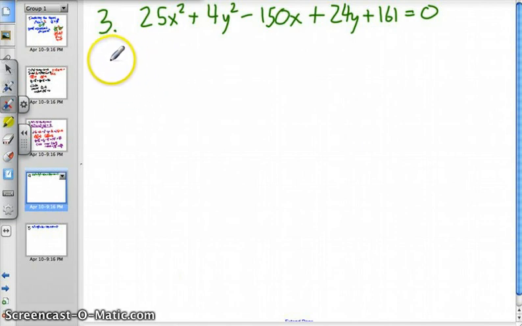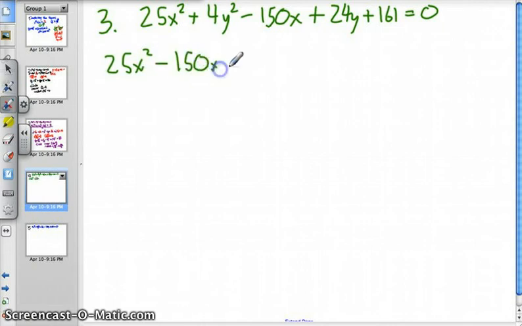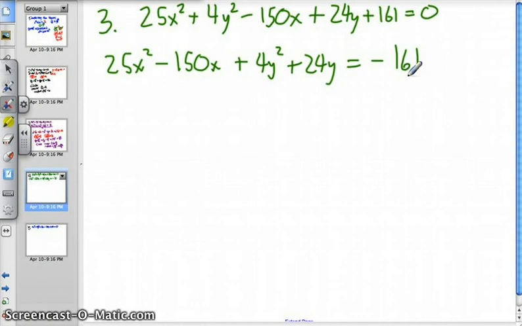So I'm going to start by grouping my x and my y terms together. 25x squared minus 150x plus 4y squared plus 24y equals -161. So I could try to divide both sides by 25 and then by 4, but that wouldn't work because then I'd end up with like a 1 over 25 here and a 25 over 4, and it would get really messy. So instead we have a different trick we're going to use for this.